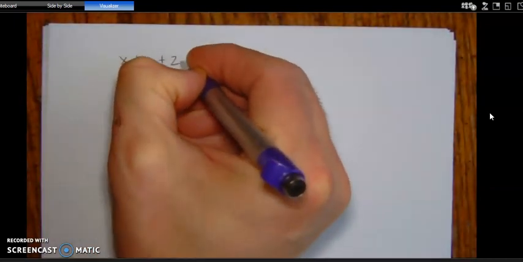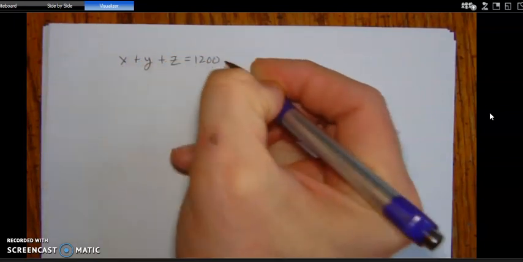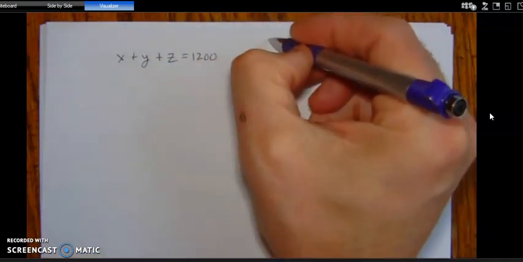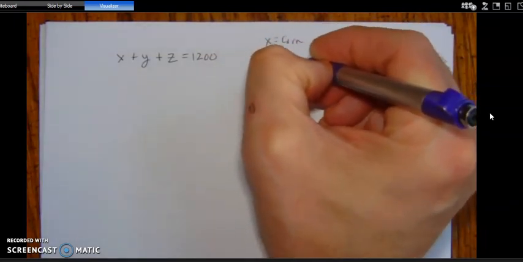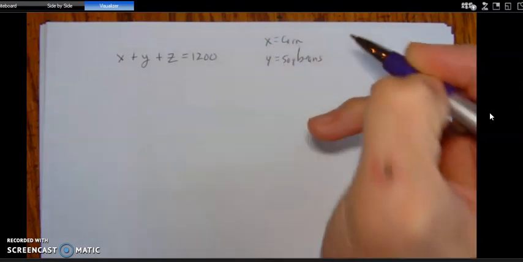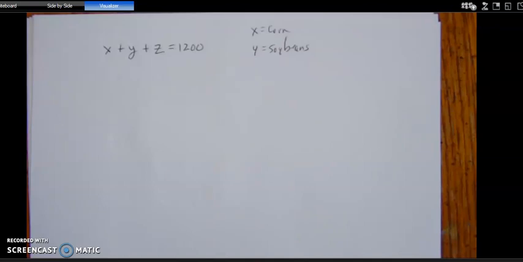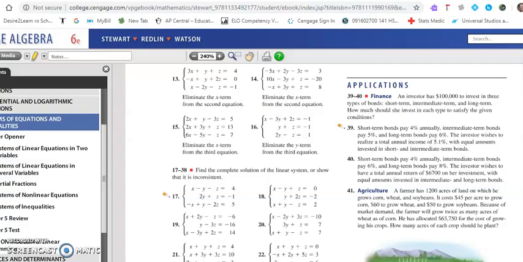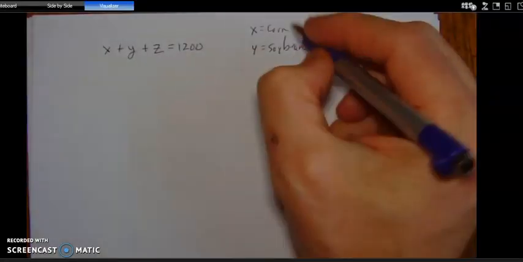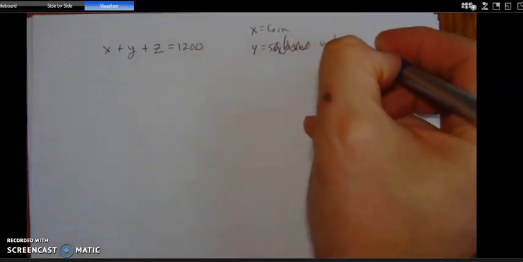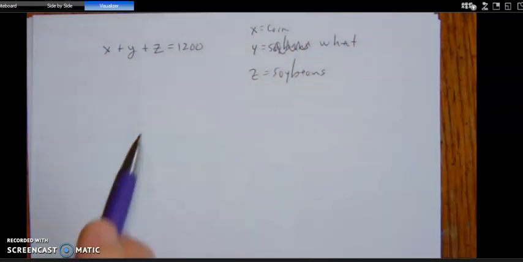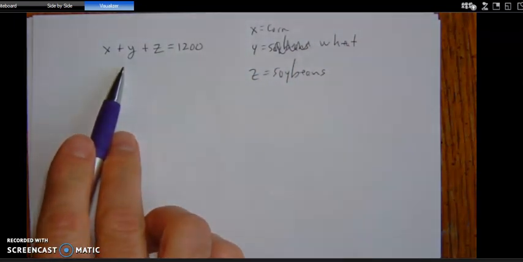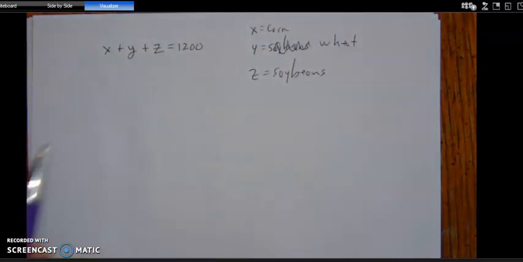The first equation will be x plus y plus z is the same as 1,200. What that means is we're going to let x equal the corn, y equal the wheat, and z equal the soybeans. So what we're saying is that the sum of all the corn plus all the wheat plus all the soybeans is 1,200 acres.